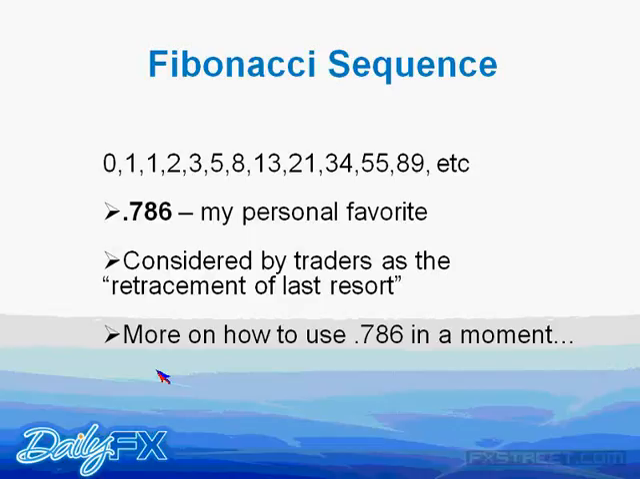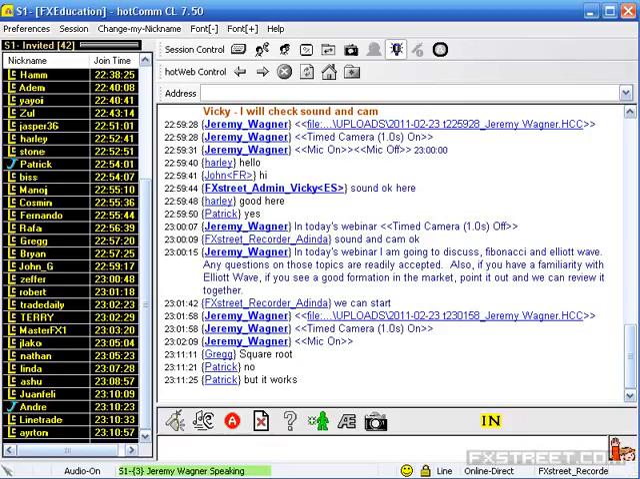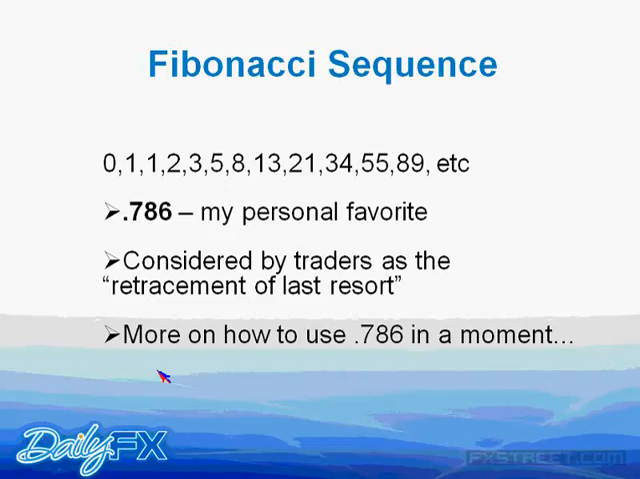Does anybody in the room know how the 786 level has come about? Yeah, exactly, Greg. You're exactly right. You take the square root of 618, and that's where you get 786. Now, the 786 level is my favorite because it is considered by traders as the retracement of last resort.